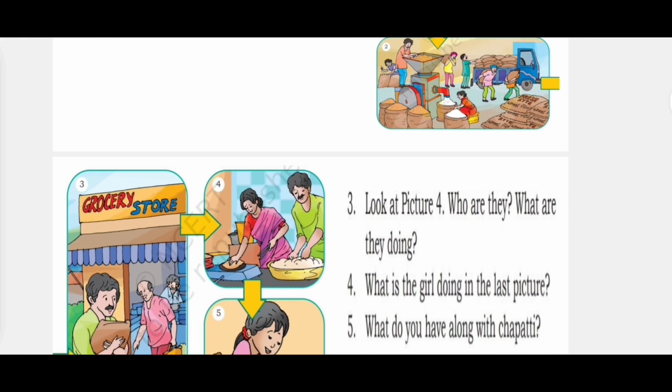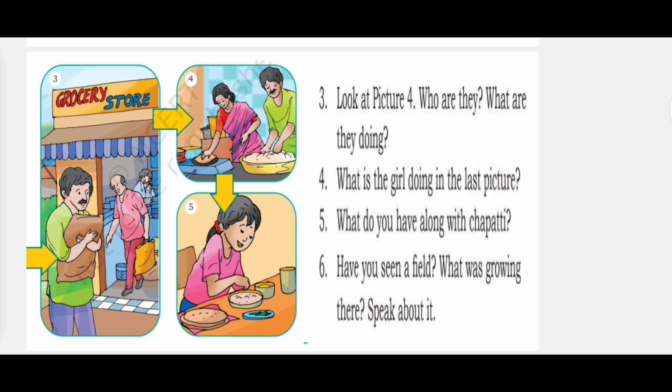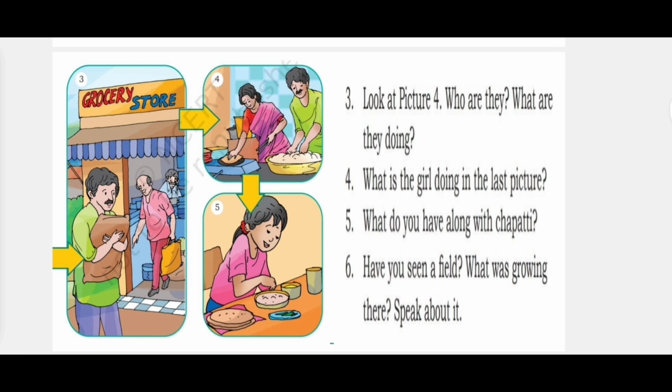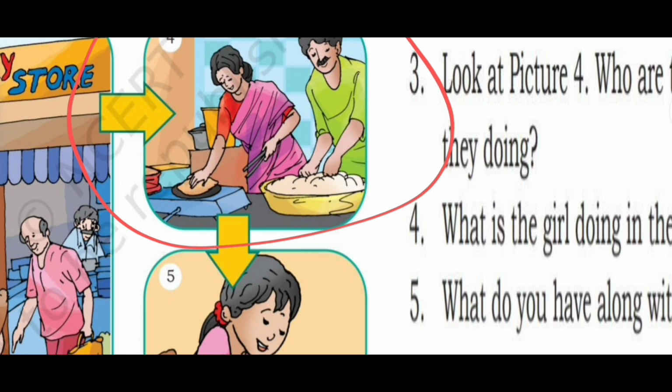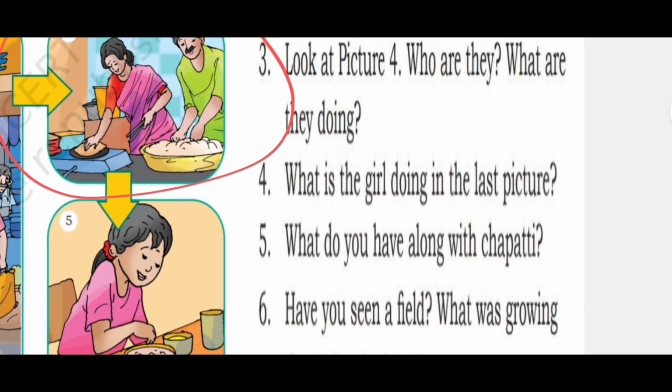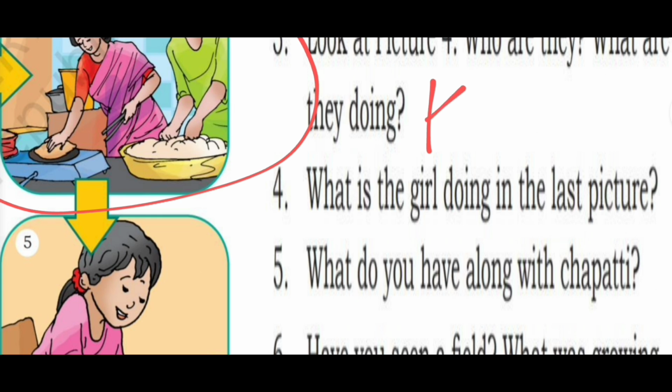So now we are going to pictures 3, 4 and 5. Now, look at the third question. Look at picture 4. Who are they and what are they doing? Now in picture 4 we are supposed to see who these people are. There's a lady and a man. So probably they are husband and wife. So they are the parents. What is the man doing? The man is kneading the dough. How do you write kneading? K-N-E-A-D-I-N-G.